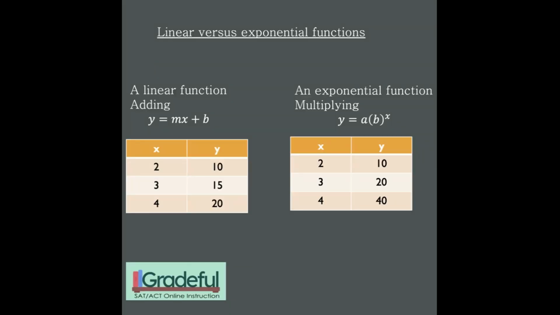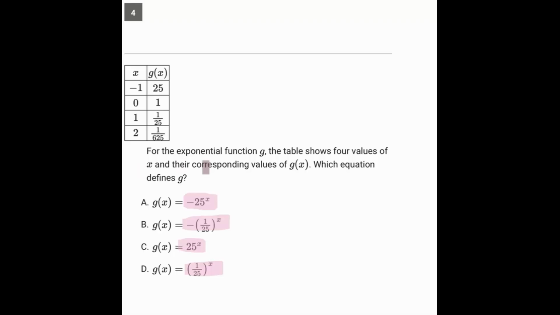The difference between a linear and an exponential function is that for a linear, as x goes up by 1, we're always adding the same amount to y. But for an exponential, as x goes up by 1, we're always multiplying y by the same amount. So a little bit of background on what an exponential function is tells you that we need to figure out what's being multiplied as you go from one step to the next.